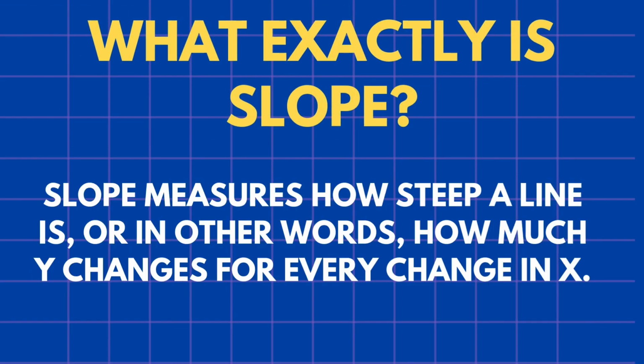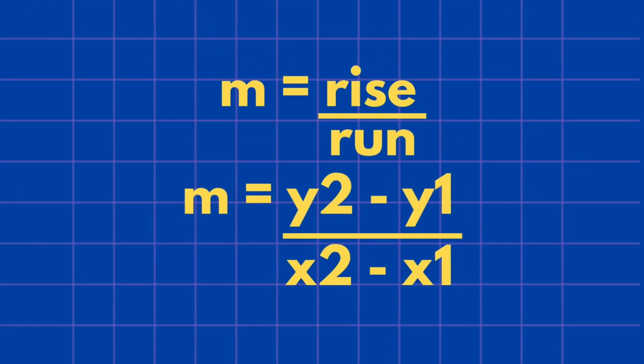So what exactly is the slope? As we just mentioned, the slope measures how steep a line is, or in other words, how much y changes for every change in the x. We use the equation shown on the screen, which is m equals rise over run, which we break down further to y2 minus y1 over x2 minus x1.